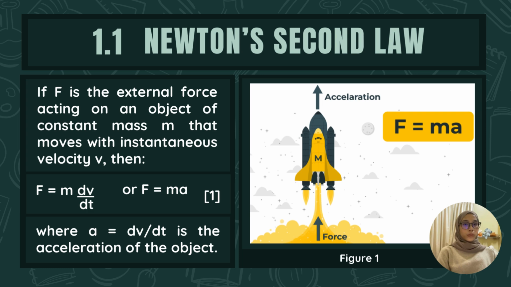So first and foremost is about Newton's second law. If F is the external force acting on an object of constant mass m that moves with instantaneous velocity v, then F equals m dv over dt, or F equals ma, where a equals dv over dt, representing the acceleration of the object.